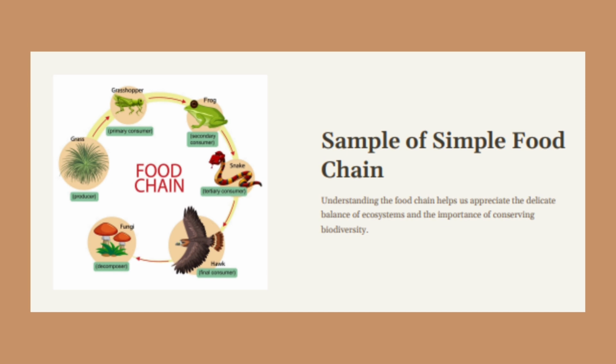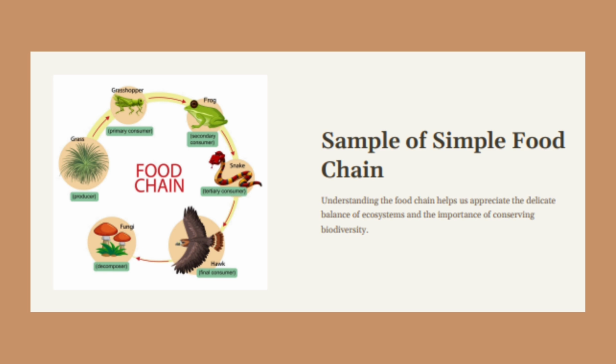Okay, so we have here an example. So same as our example on the first slides that you saw. So understanding the food chain helps us appreciate the delicate balance of ecosystems and the importance of conserving biodiversity. So kung mapapansin natin, yung example natin dito is same as the example natin dun sa mga previous slides na ating ipinakita. So para mas madali nating ma-picture out, so what does it mean?